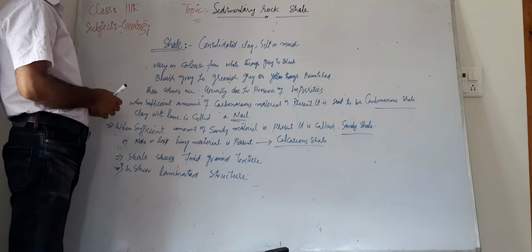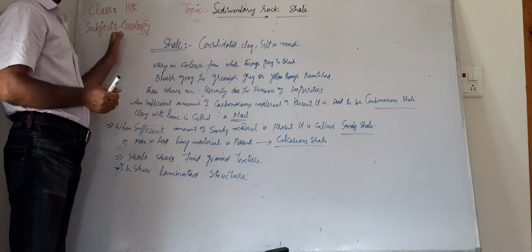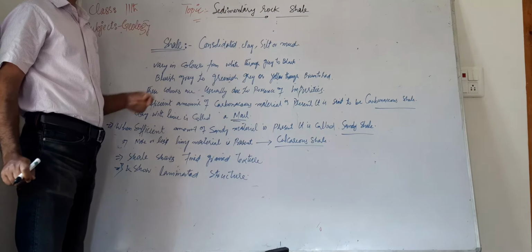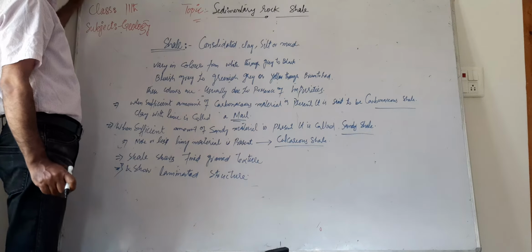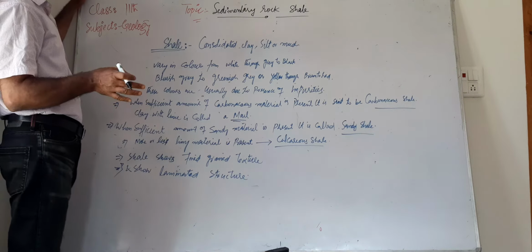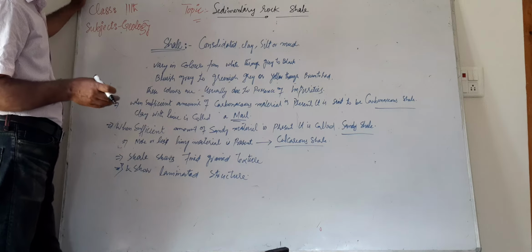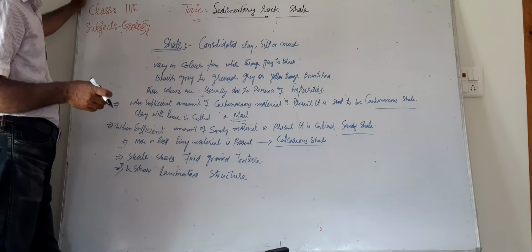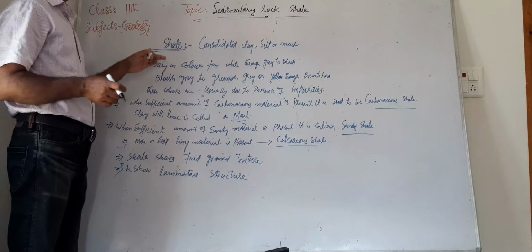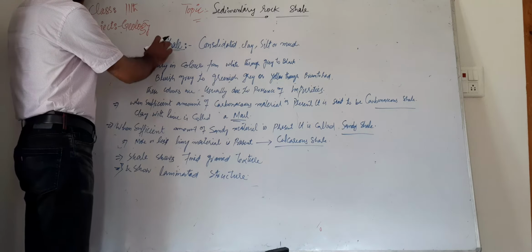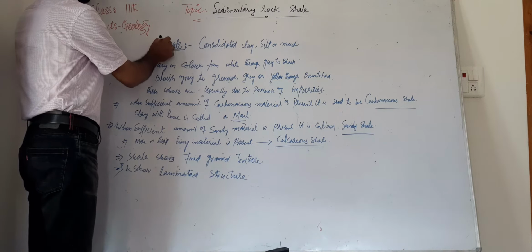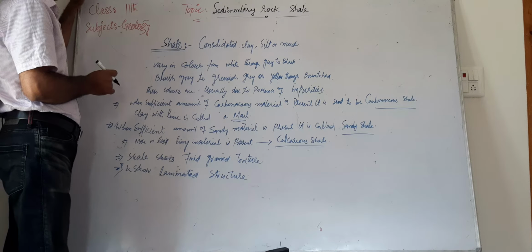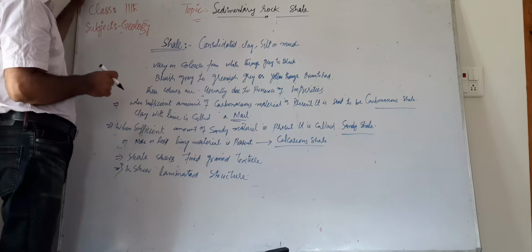Today our class is 11th and the subject is geology. The topic for class 11th is sedimentary rock shale. As we have already discussed in the previous classes, igneous rocks: granite, diorite, gabbro and basalt. So in sedimentary rocks, we will try to find the properties of these three or four rocks which are in our syllabus. So the first rock, shale.